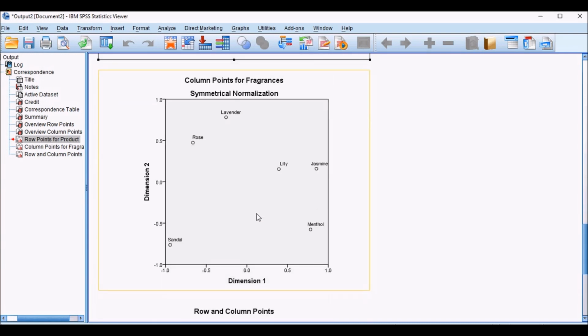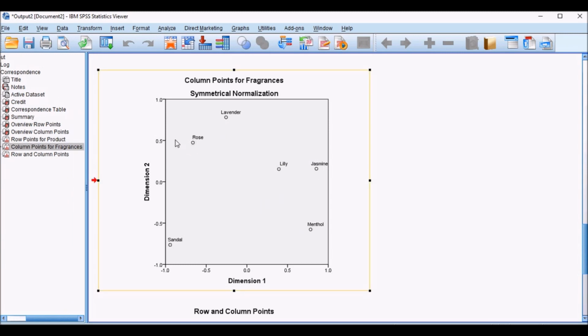Let us see the same thing for fragrances. Okay, what we understand is jasmine and lily fragrances people are treating as closer. Lavender and rose also have a better relationship. Whereas sandal is standing totally apart from other fragrances. And menthol is towards the positive side, towards the right bottom side. Sandal is towards left bottom, that is towards the negative side. But what we understand about the relationship is that lily and jasmine are closer and lavender and rose are close. Sandal is totally apart from the other group and menthol is also apart, separate.